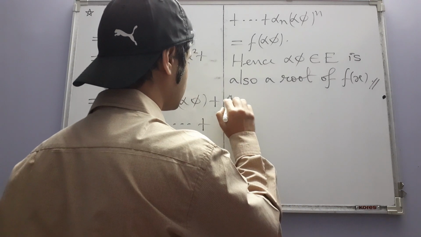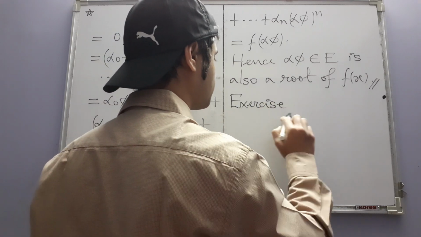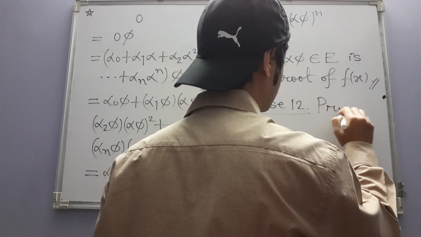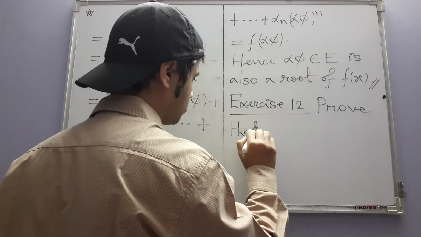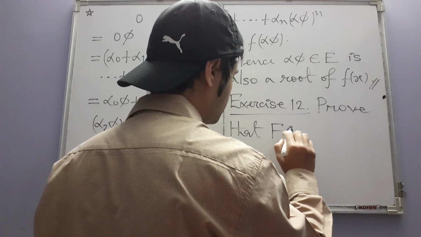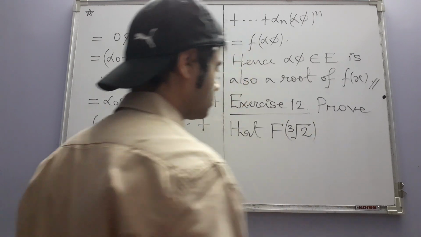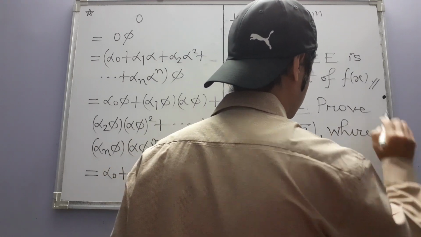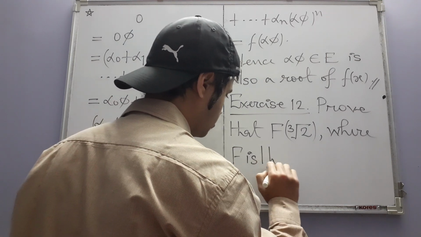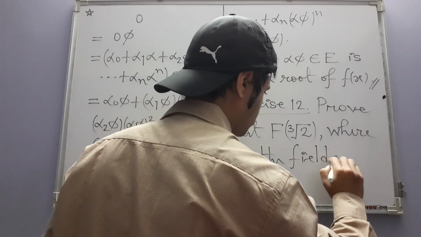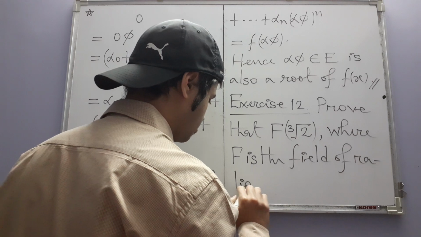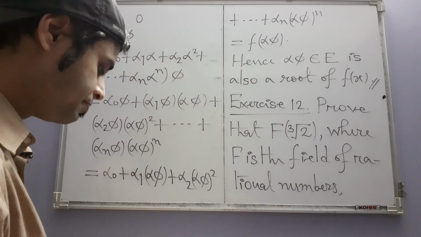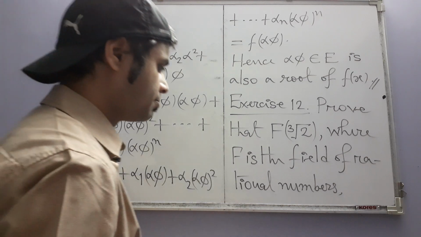Next, prove that this extension of F obtained by attaching the cube root of 2, where F is the field of rational numbers, this extension has no automorphisms other than the identity automorphism.